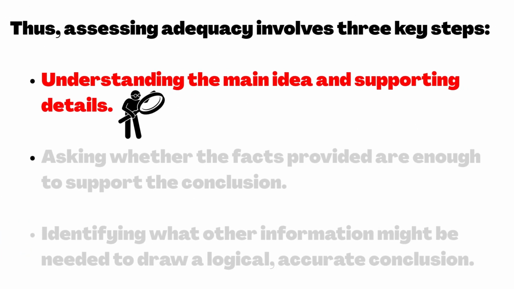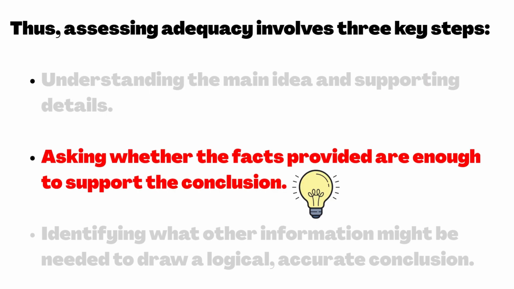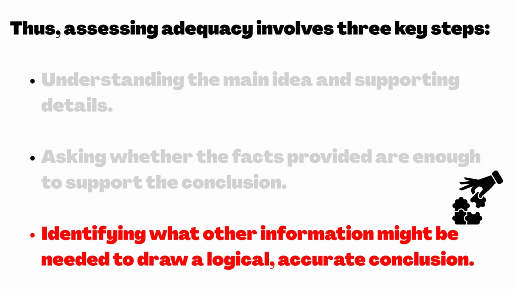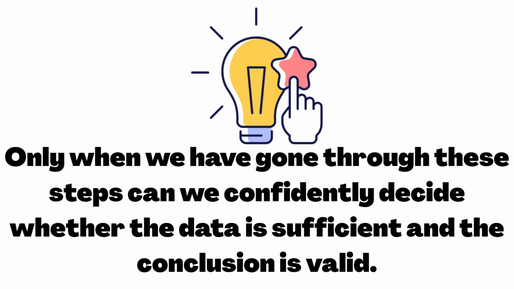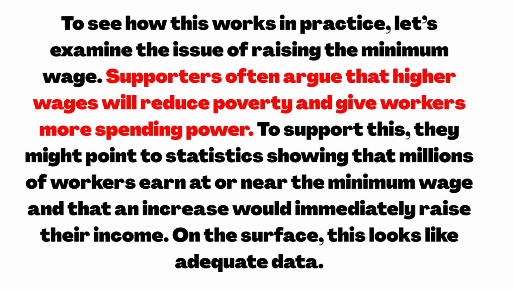Thus, assessing adequacy involves three key steps: understanding the main idea and supporting details, asking whether the facts provided are enough to support the conclusion, and identifying what other information might be needed to draw a logical, accurate conclusion. Only when we have gone through these steps can we confidently decide whether the data is sufficient and the conclusion is valid. To see how this works in practice, let's examine the issue of raising the minimum wage.